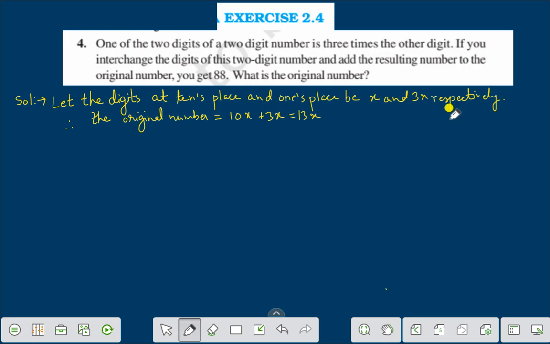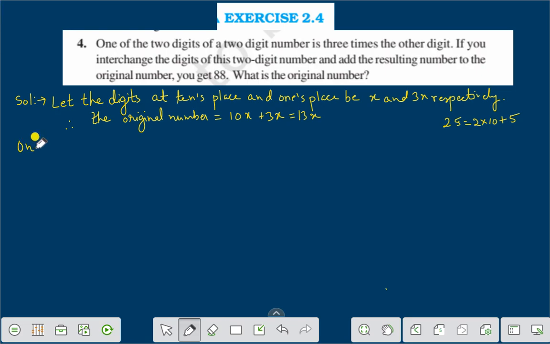Suppose we take a number, suppose 25. You have to see 5 is in ones place and 2 is in tens place. Therefore, you can write it as 2 into 10 plus 5. The same way we have written here, there is 10x plus 3x and they are getting 13x.